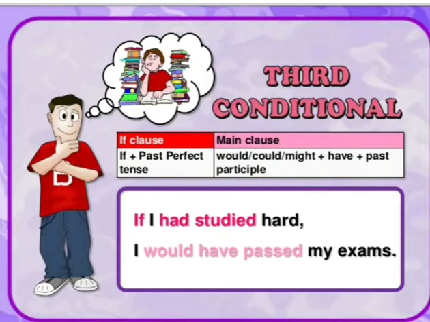Now, third conditional. Here, in the if clause, there will be past perfect tense, and the main clause will have would, could, might plus have plus past participle, that is the third form, because we have here have, always, has and have, they carry the third form, so therefore we will use the past participle. If plus past perfect tense in the if clause, and in the main clause would, could, might, have plus past participle.